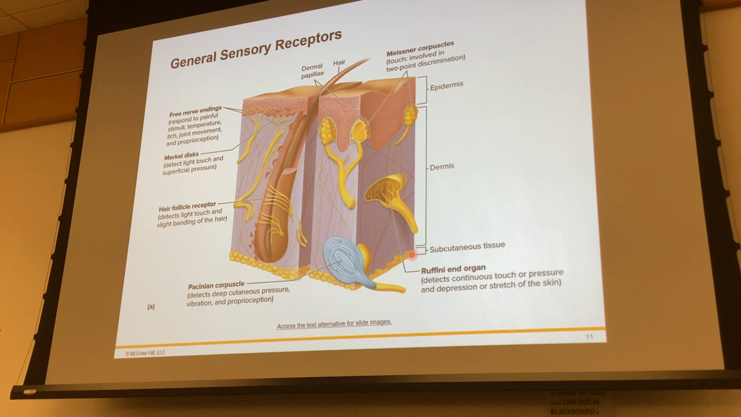Here is a picture of where the location is. To orient you, here is the epidermis and the dermis. The main part is the reticular dermis here, and this is the papillary dermis right here. So these are the dermal papillae. You should remember, if I use the term dermal papillae, that Meissner corpuscles, which are involved in two-point discrimination, are located in the dermal papillae, so they're part of the dermis and not part of the epidermis.